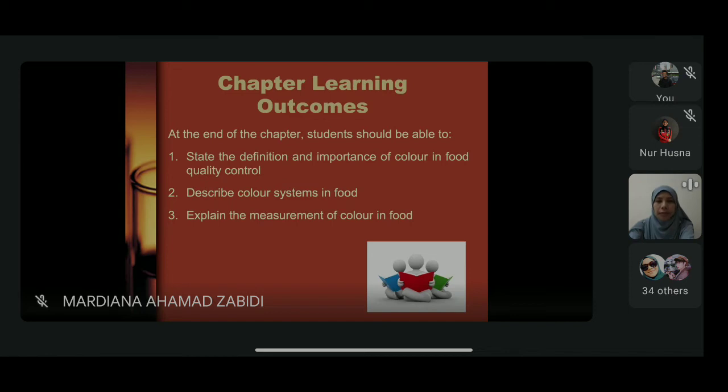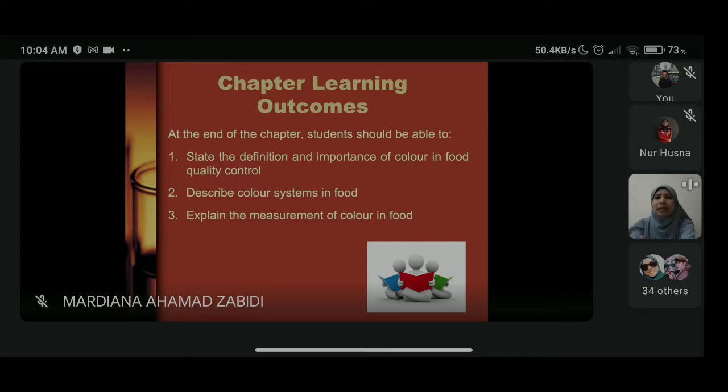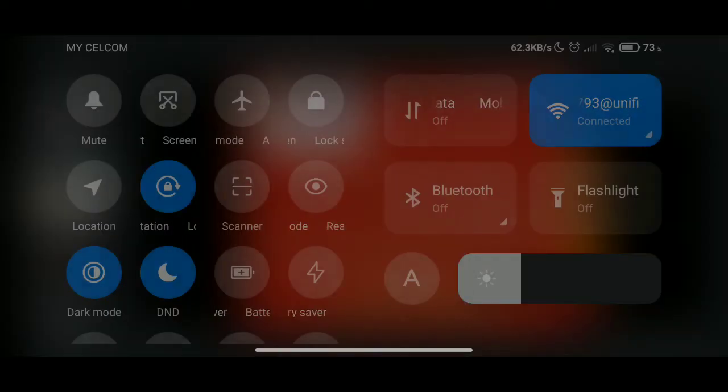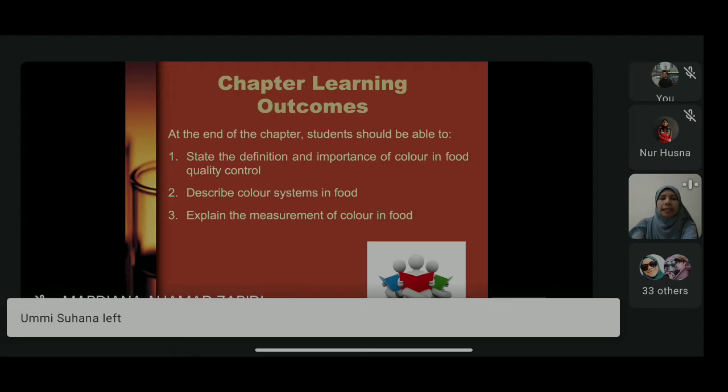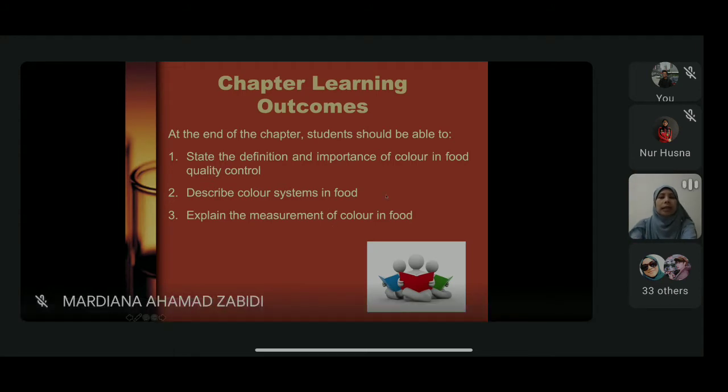But of course, since our program is food science and technology, we are learning this particular color analysis as part of the objective measurement for this analysis. Later I will explain to you what is meant by objective measurement. Alright, and then describe color systems in food.